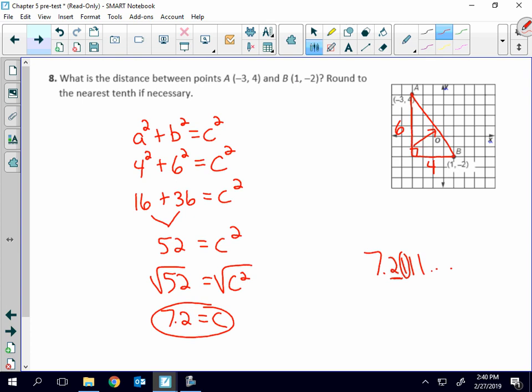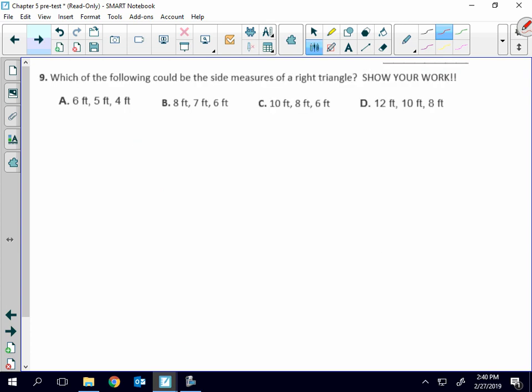Okay. And we have the last one. Is each a right triangle? Show your work. No work, no credit. So we know that if it's a right triangle, then a squared plus b squared will equal c squared. So we're trying to see, is this true? Which one has to be c? 6, 5, or 4?